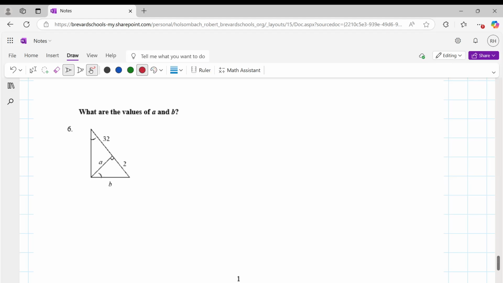All right, problem number 6. What are the values of A and B? All right, yesterday we said that the altitude running to the hypotenuse is equal to the geometric mean of the 2 segments it forms. So this is the square root of 32 times 2. That's 8.